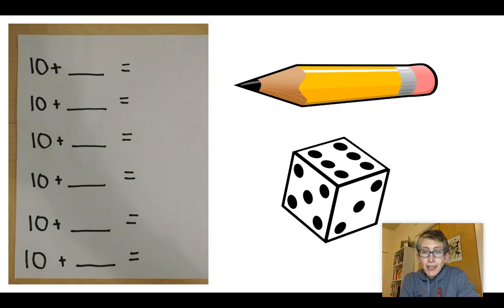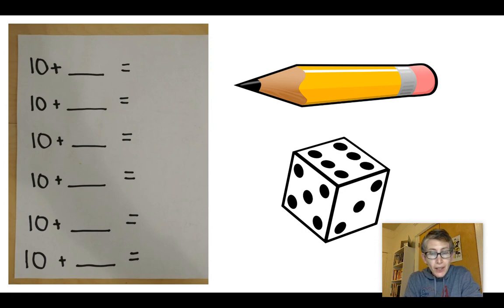Then you're going to get a pencil and you're going to get a dice. Now, one dice is called a die. So I need you to get one die. Maybe you have one inside a board game at your house. Maybe you have Monopoly and there's a die in there that you could use. Maybe there's a grown-up in your house who has a die. You can ask them, do you have a die that I can borrow?